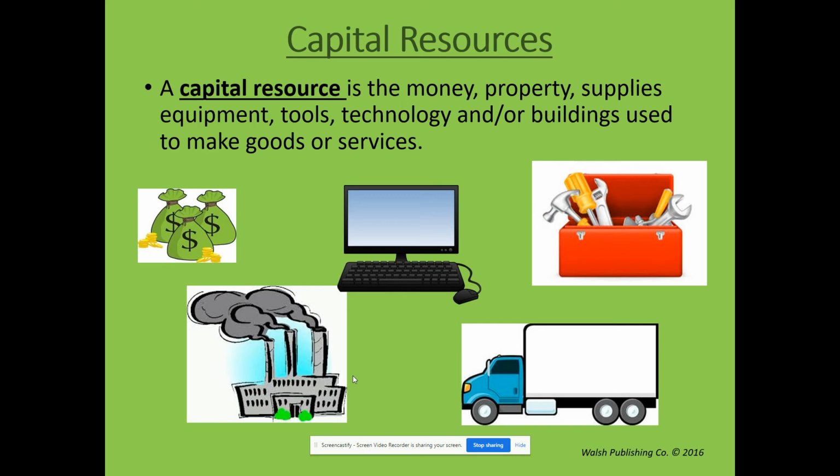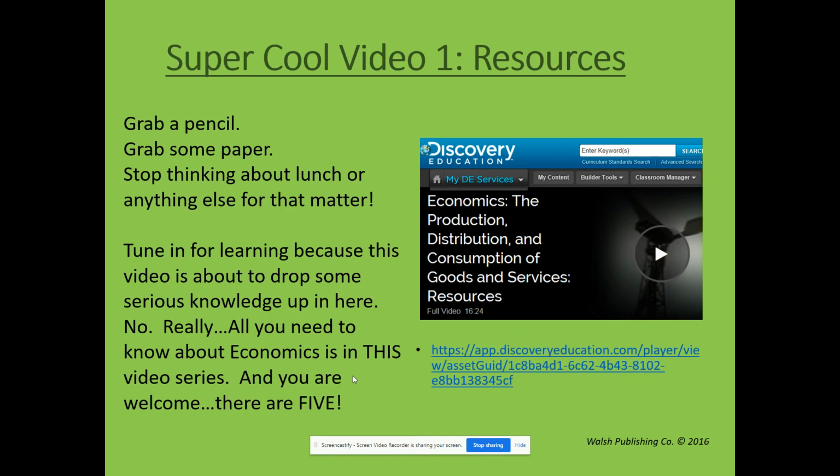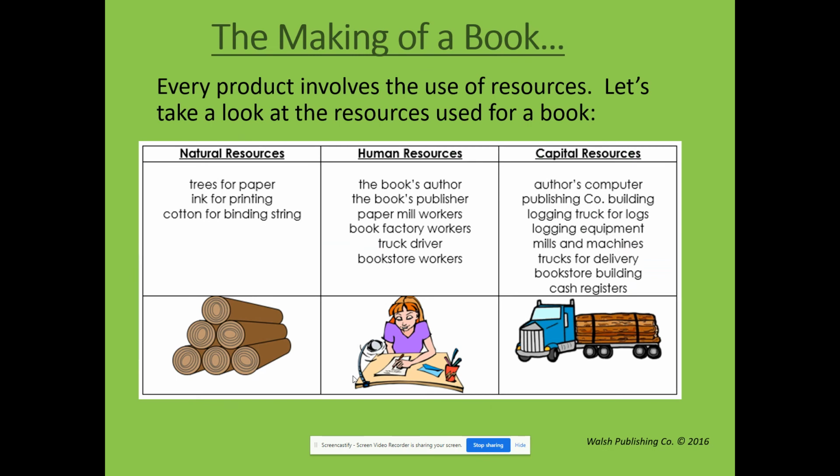They're the things that aren't natural, and they're not people or human resources. They're everything else, the technology that it takes to make an object. So capital resources: money, factories, and tools, things like that. We may get to those tomorrow. We may not. I'll come back.